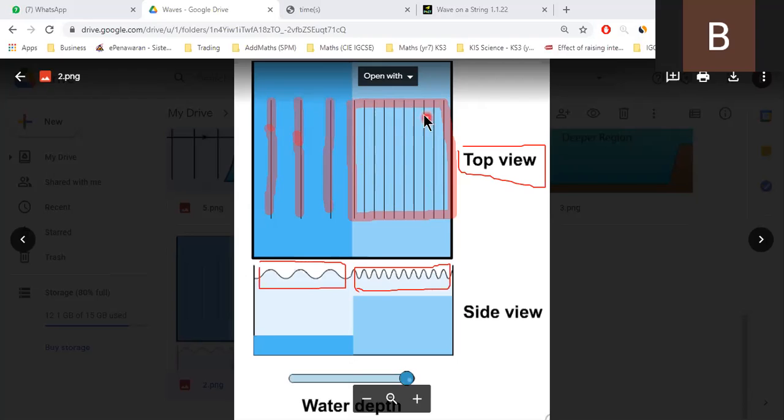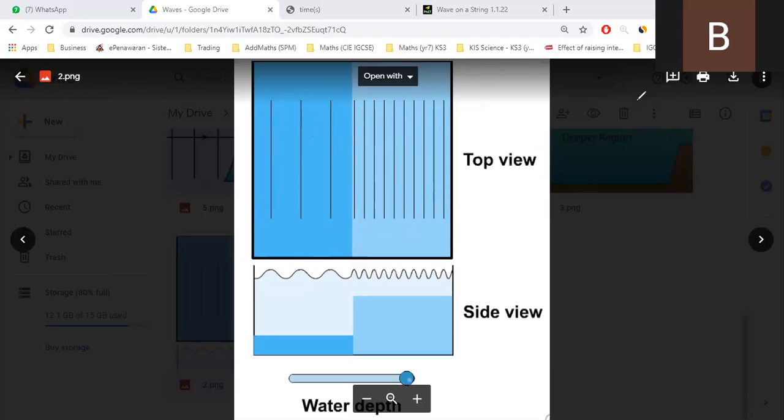The same works for the opposite. If we look at it the opposite way, meaning that the wave is going from right to left, as the waves go from shallower to deeper, they will increase in speed. They will move faster, and the wavelength will increase.